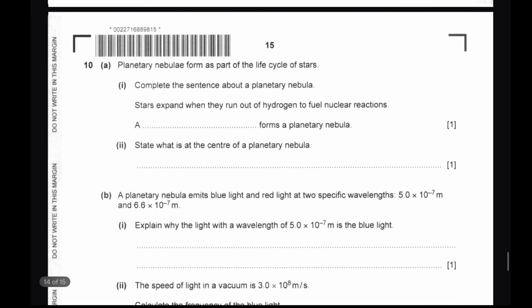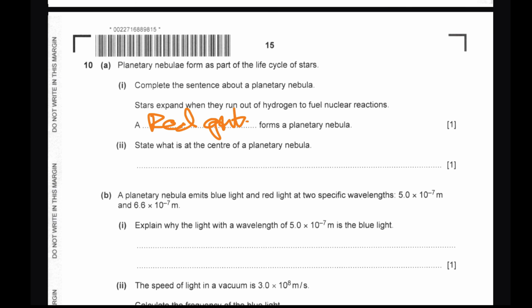Question number 10. Planetary nebula form as part of the life cycle of stars. Complete the sentence about a planetary nebula. Okay, fair enough. Stars expand when they run out of hydrogen to fuel nuclear reactions. A dash forms a planetary nebula. Well, a star, yeah. What type of star? So what's right before planetary nebula? We can say a red giant. Red giant star, okay, fine.